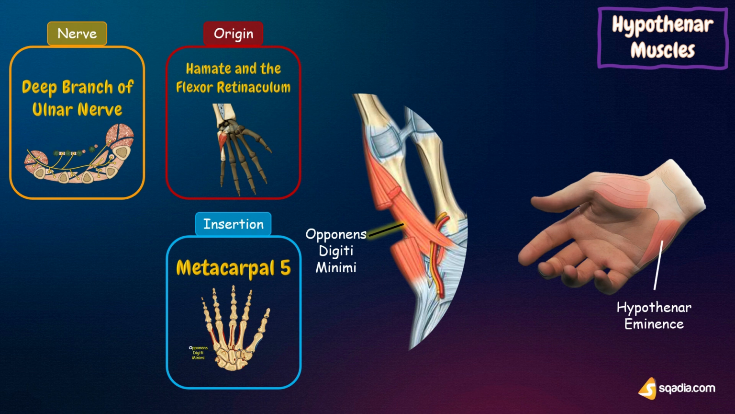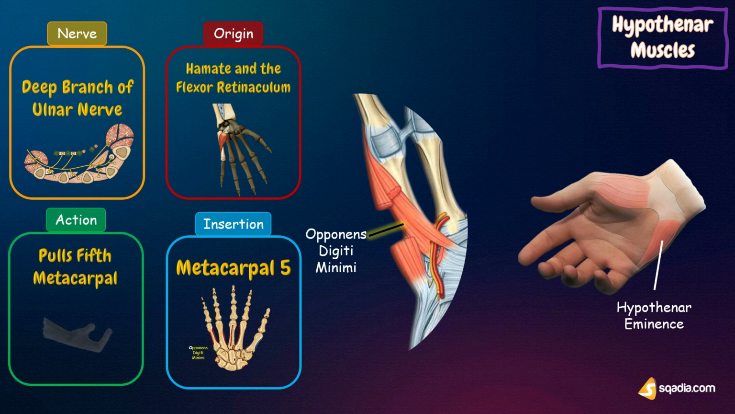The opponens digiti minimi rotates metacarpal 5 toward the palm. The movement is much less dramatic than that of the thumb. This muscle is responsible for pulling the fifth metacarpal, as when cupping the palm.